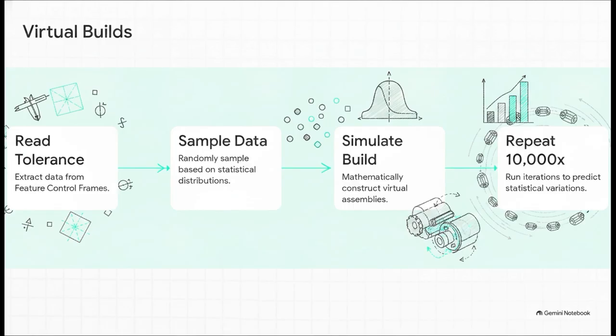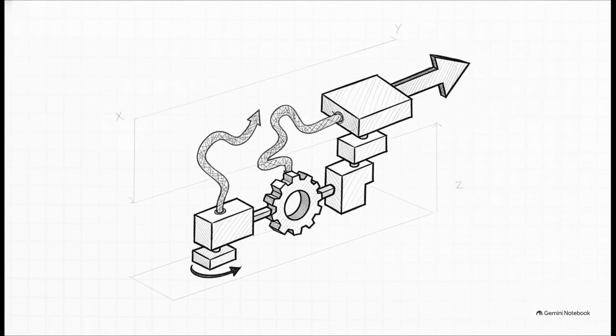You're basically manufacturing a production run of 10,000 assemblies inside the computer, predicting the exact statistical outcome before a single piece of metal is ever cut. This really shows why computational power is an absolute game changer.